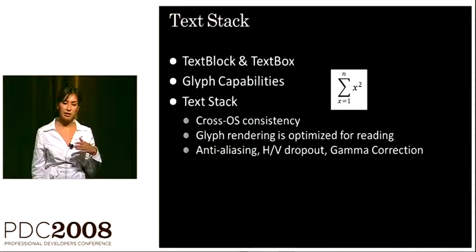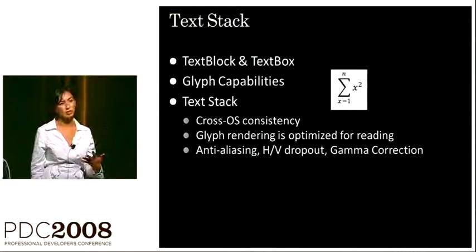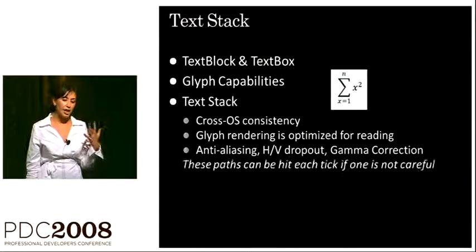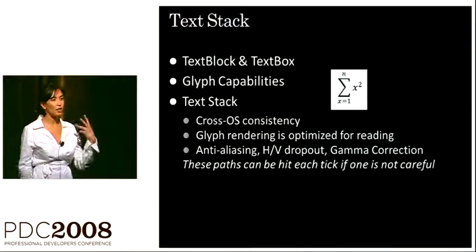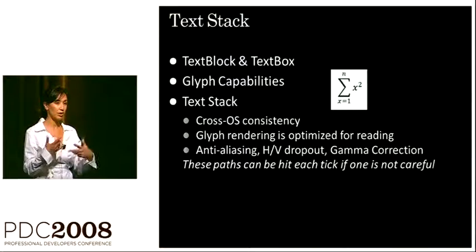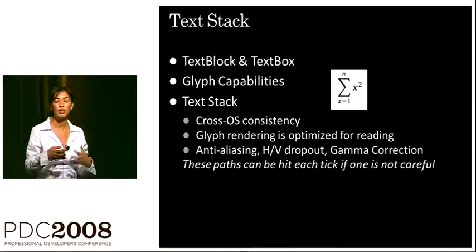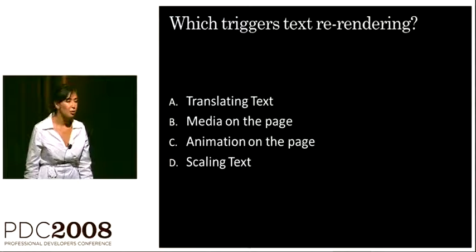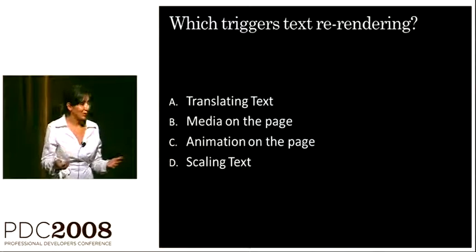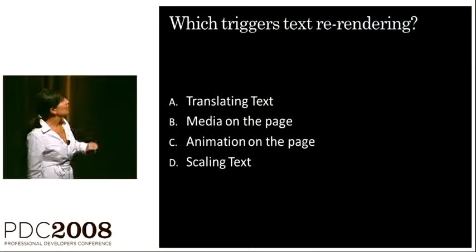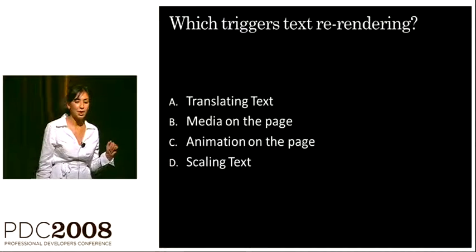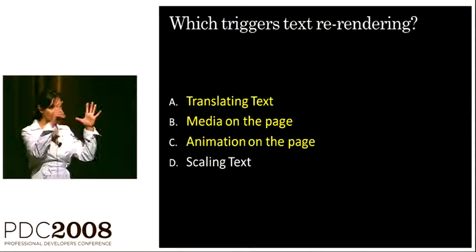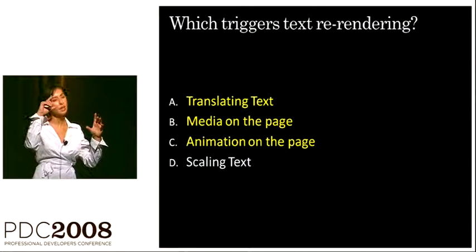So we have anti-aliasing, subpixel rendering with horizontal and vertical dropout, and of course, gamma correction. And if you're not careful, you might actually cause this to re-incur this. If you animate the text, you actually might cause the text to redraw. But the good news is your text will look really good while it does this. So the translation of text will actually sometimes cause the subpixel rendering to change, and so we'll do a little bit of re-rendering of the glyph based on that.